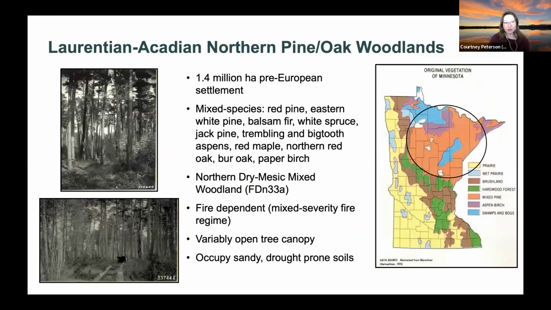The site is located in a Laurentian Acadian Northern Pine Oak woodland. Basically it's a mixed species forest ecosystem dominated primarily by red pine, but also with components of eastern white pine, balsam fir, white spruce, jack pine, trembling and big-tooth aspen, red maple, northern red oak, bur oak, and paper birch. Each of those species makes up a smaller component of that mixed species woodland. It's also been classified as a northern dry-mesic mixed woodland type. So this is a fire-dependent ecosystem.